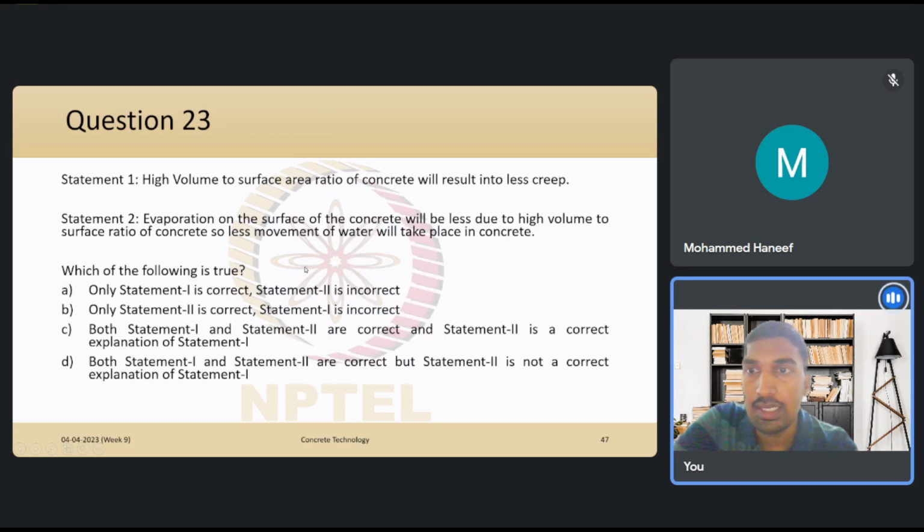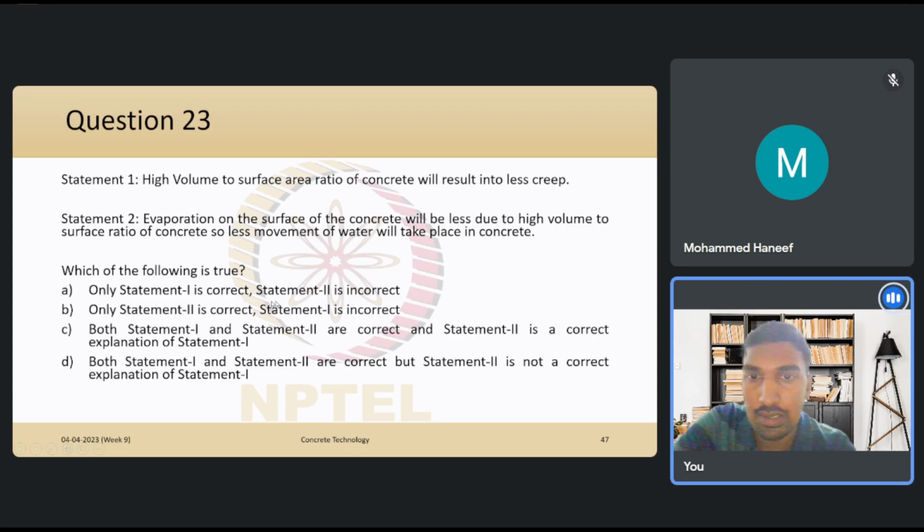Okay, question 23. We have two statements. Statement 1: high volume to surface area ratio of concrete will result in less creep. Statement 2: evaporation on the surface of the concrete will be less due to high volume to surface area ratio of concrete, so less movement of water will take place in concrete. We have to say which of the following options is true.